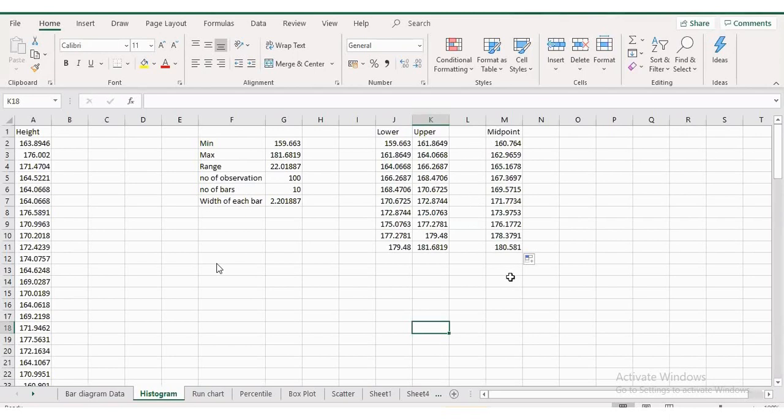So this is a midpoint I calculated. How do I calculate this midpoint? First I need to know the number of bars and the width of each bar. From that I can calculate the midpoint. Without calculating this, I cannot calculate the midpoint.